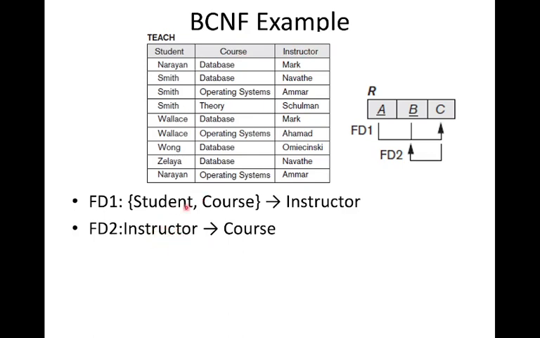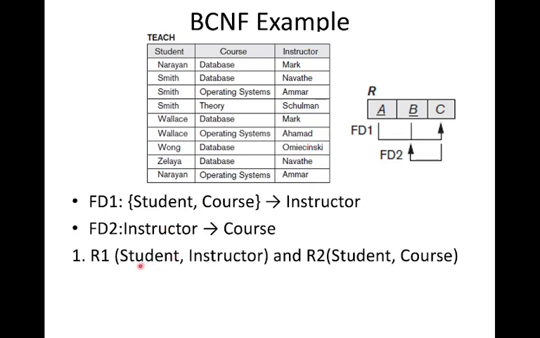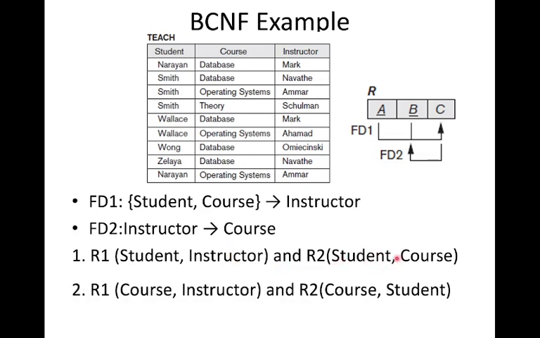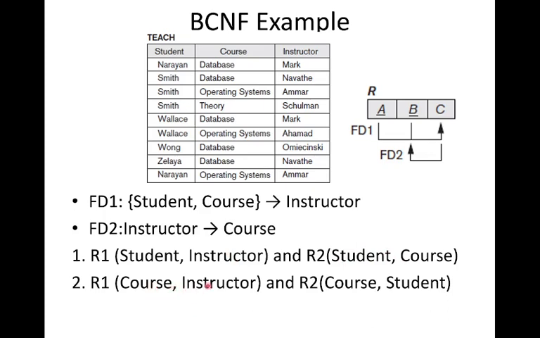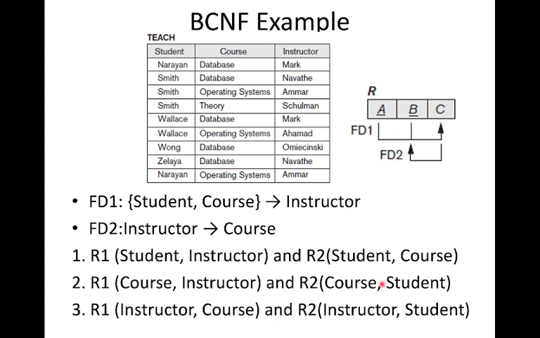So this is not in BCNF. In order to make it into BCNF, we can do it like this: student and instructor in one table and student and course in another table. Or we can make it like this: course and instructor in one relation and course and student in another relation. And we can also make it like this: instructor and course in one relation and instructor and student in another relation. So all these three will be in BCNF.